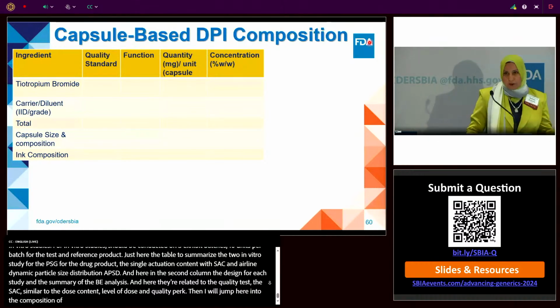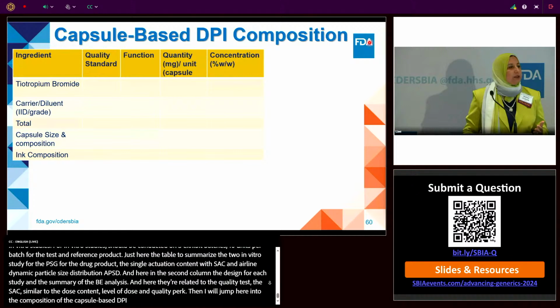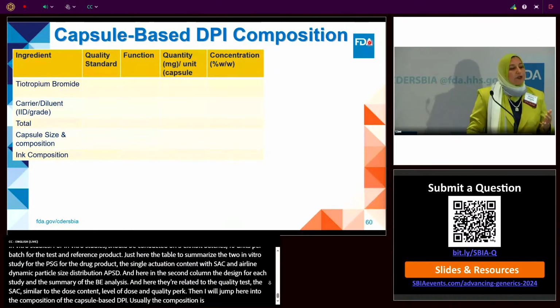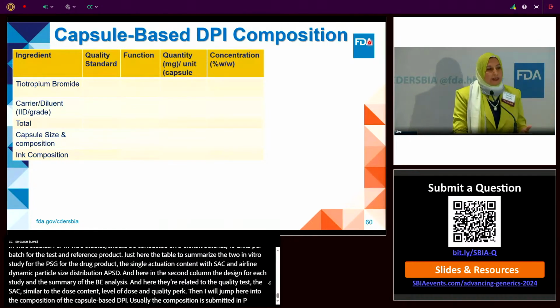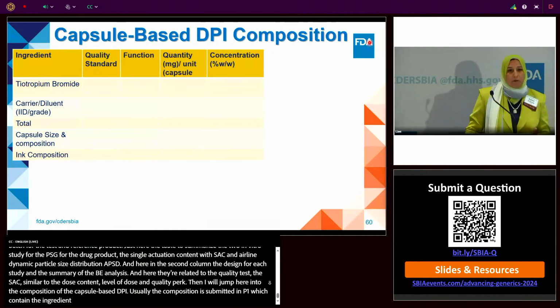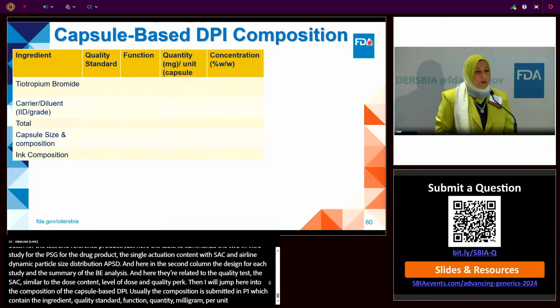Then I will jump here into the composition of the capsule-based DPIs. So usually the composition table is submitted in module 3 in P1, which contains the ingredient, quality standard, function, quality, quantity in milligram per unit, and the concentration in percent weight per weight.